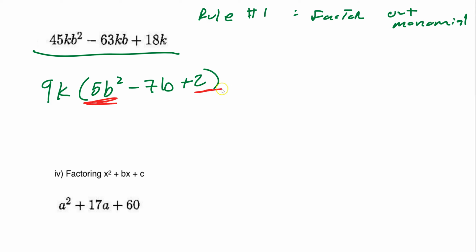I'm going to multiply my terms together. I get 10b squared. Find the combination that gives you the middle. So in this case, negative 2b and negative 5b. Those two things multiply to get 10, but I have to get negative 7. Plug it in for the middle.